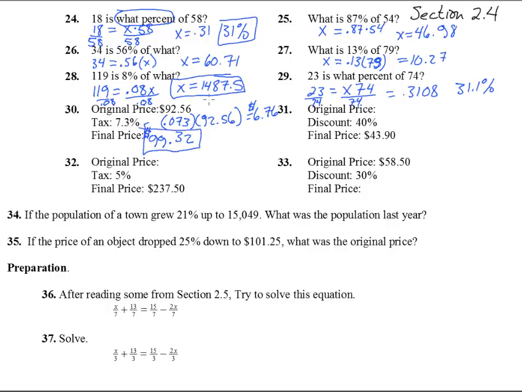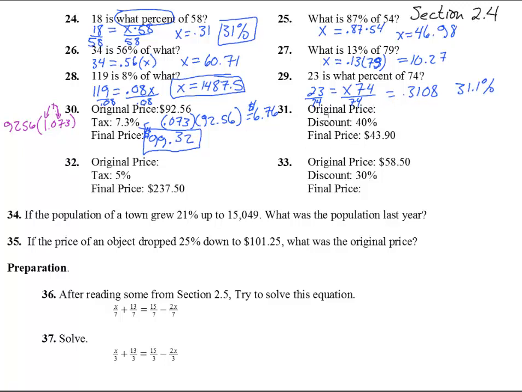Now, the other trick to this, if you would like to, is you could take 92.56 and you can times it by 1 to get that price back, plus the 0.073. And that will take itself and add on the 7.3% tax. And you can try it. 92.56 will still give you $99.32. All right, let's try number 31 now.